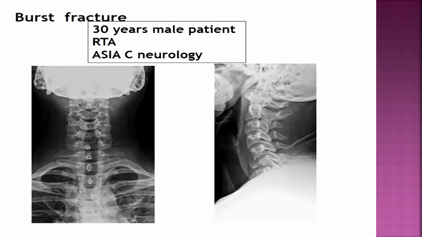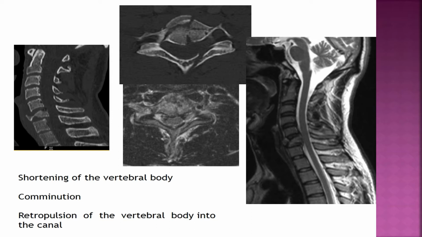It can be well appreciated here in the CT and MR that there is a shortening of the vertebral body, there is comminution and retropulsion of the vertebral body into the canal. Even though in the plain radiographs you can see a widening of the interspinous spaces, if you look at the CT and MR, the injury posteriorly is not that significant apart from a fracture of the lamina. The question comes as to what type of surgery to do in these types of burst fractures.